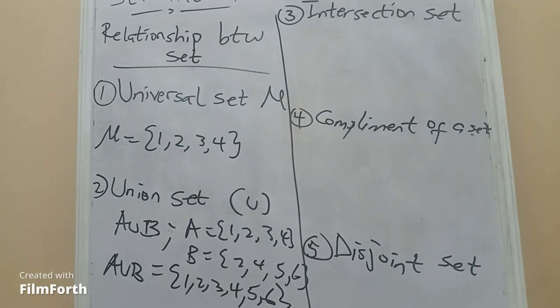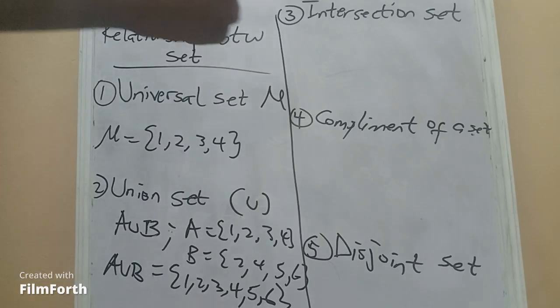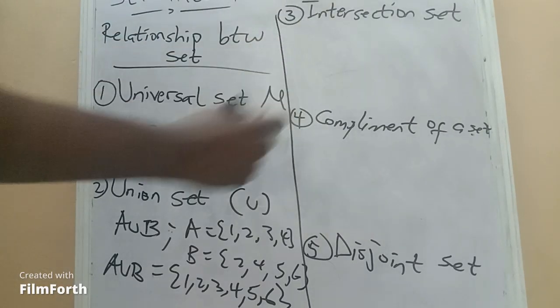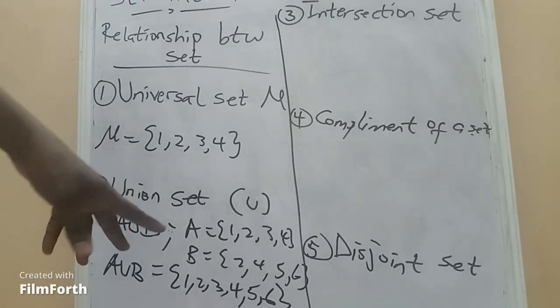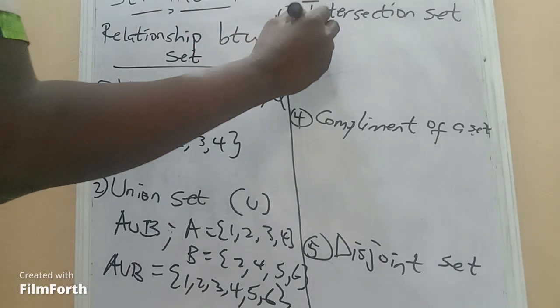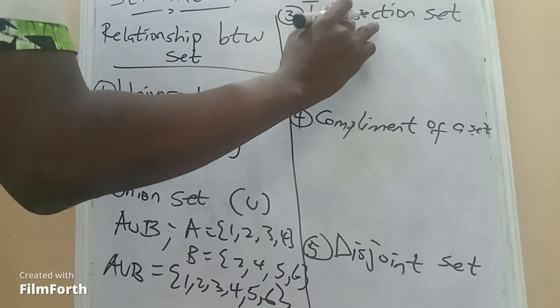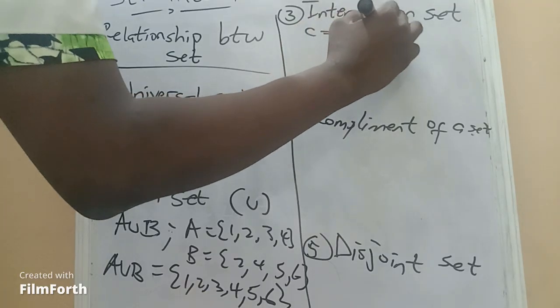Let's move to number 3, which is intersection set. Intersection of sets means an element that is common in 2 or more sets. What do I mean by that? We have set A, we have set B, then we have set C. Set C is 2 and 5.